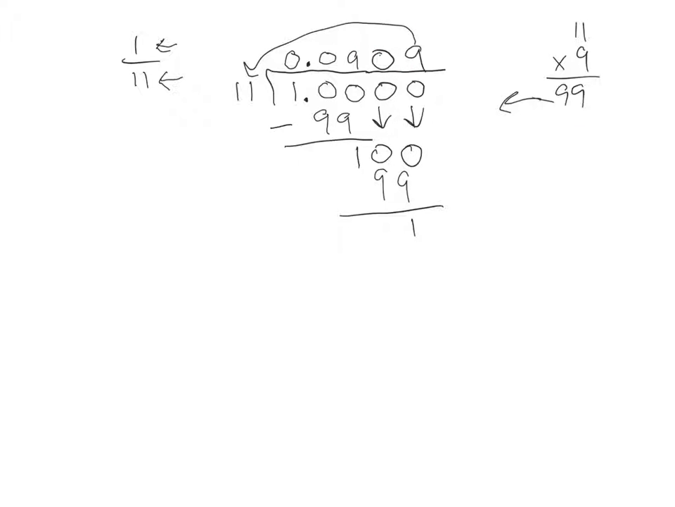So if you want to stop right there, you could just put a line on top, because this pattern is going to continue forever. We could have also put the line for your answer. You could have just put 0.09 with the line on top, because we know that's going to continue on forever. Let me know if this makes sense.